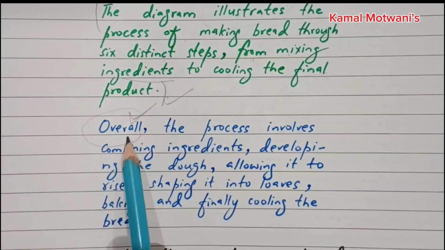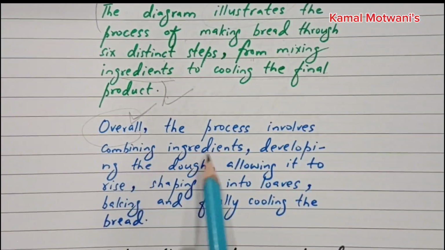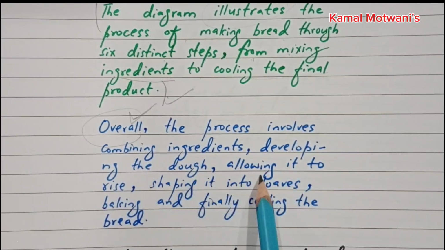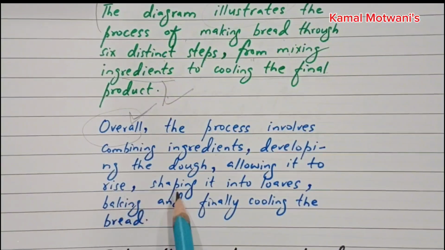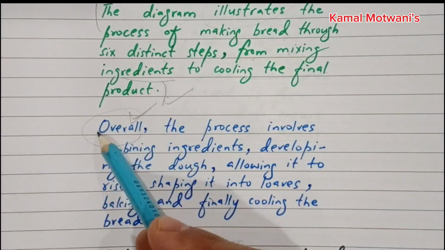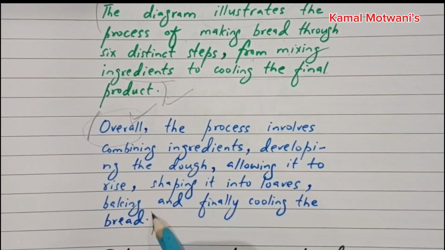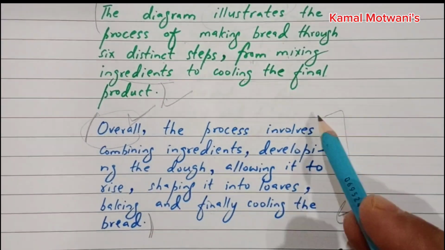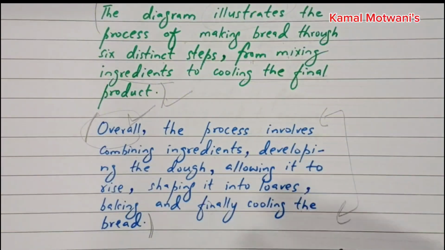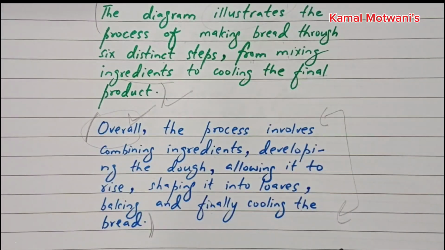Let's read it. Overall, the process involves combining ingredients, developing the dough, allowing it to rise, shaping it into loaves, baking, and finally cooling the bread. See, in the overview of the process diagram, I have written all the steps one by one by using beautiful words and the grammar properly and particularly. This is very simple. Writing the introduction and overall view or overview of the process diagram is the easiest step. Okay.